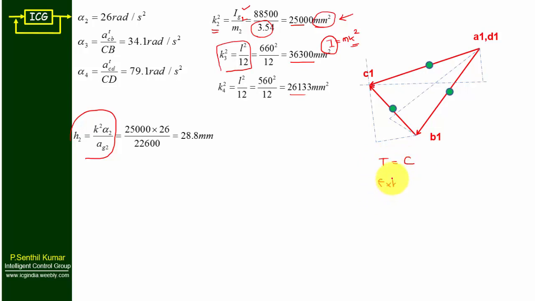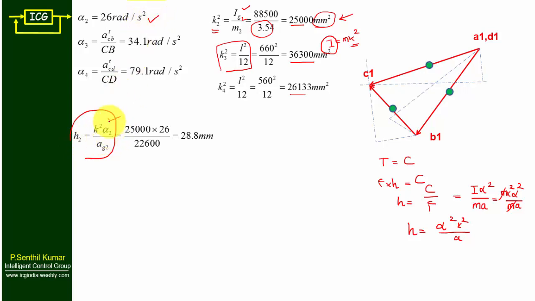Torque equal to force into distance, equal to couple. H equal to C by F. What is couple? I alpha squared. Then what is force? M A. Again I equal to m k squared, alpha squared divided by m a. Cancel m on both sides. So finally h equal to alpha squared k squared divided by a. That's what we have used here. H is the offset distance we need to find out.